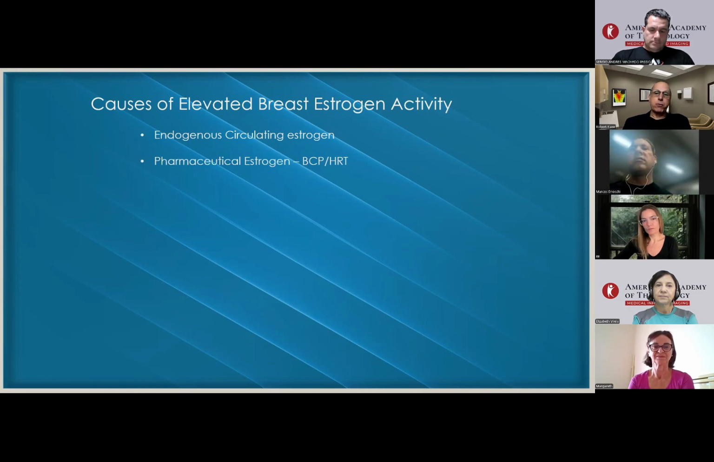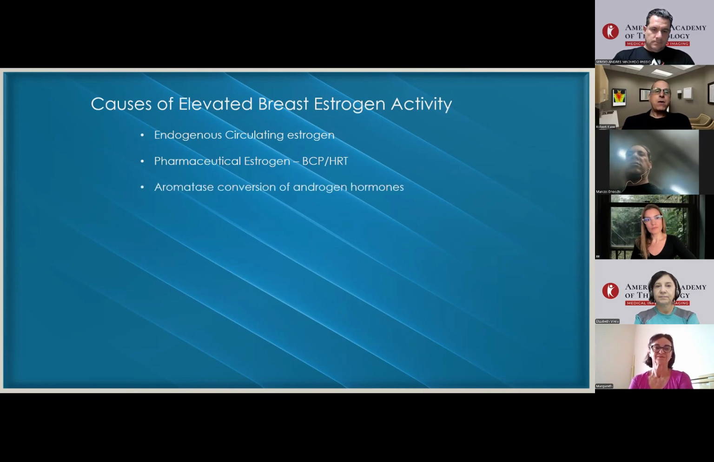Pharmaceutical estrogen, birth control pills, hormone replacements. I don't put this up as a negative thing. It's just we're trying to explain what we're seeing. So if we see a very vascular breast, but the woman is on birth control pills or hormone replacement, we've explained it. It's not going to be some other type of cause which might require an intervention. It's simply a physiological function of the treatment she's already on.